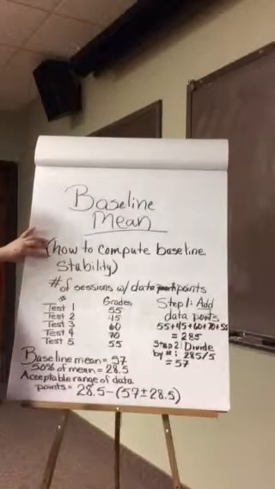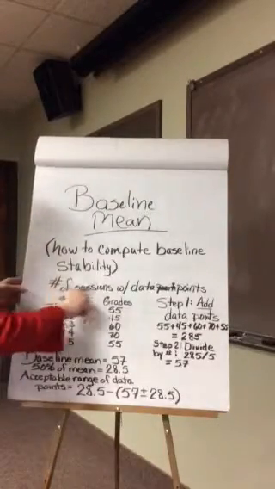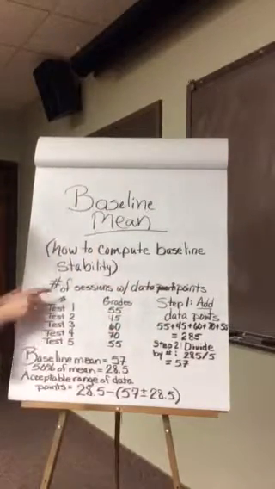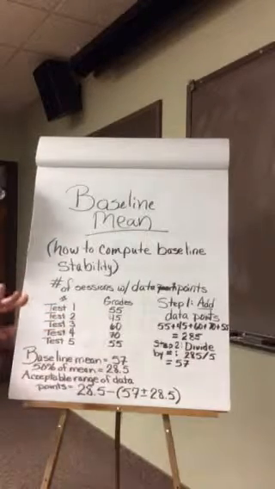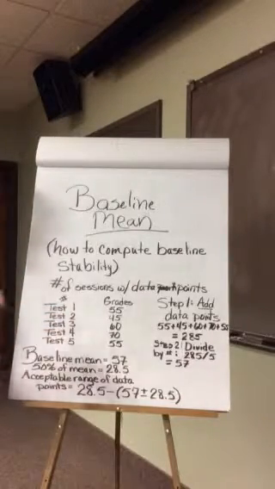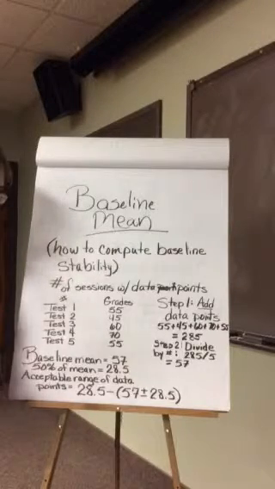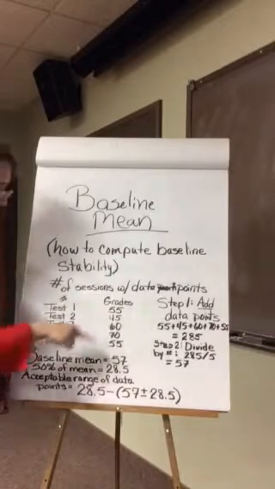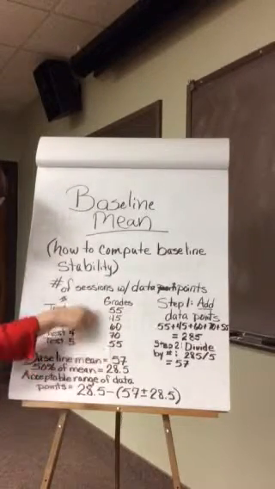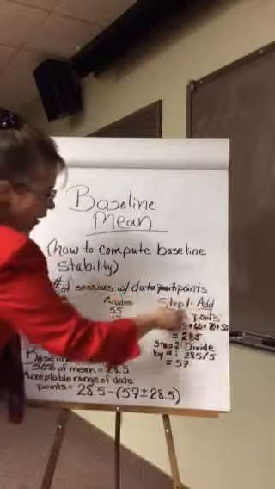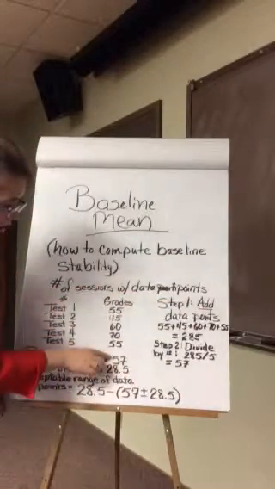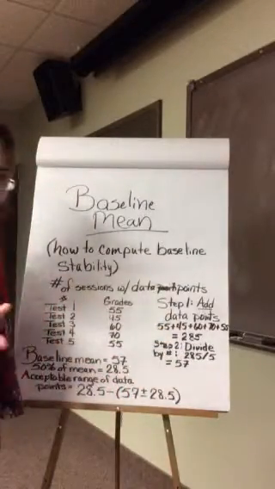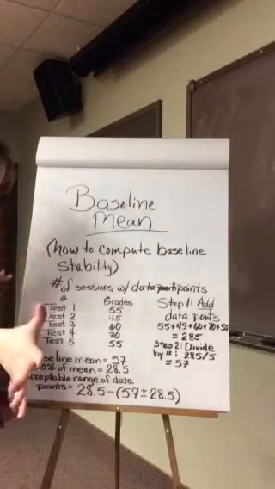How to compute baseline stability. Take the number of sessions with data points. Okay, number of sessions, test 1, 2, 3, 4, 5. By the way, you always have a minimum of 5 sessions, 5 data points. Okay, so we have these 5 grades, and of course, we have to have a sum. So I added up all the data points, I divided, and I got a mean. You all can do that.